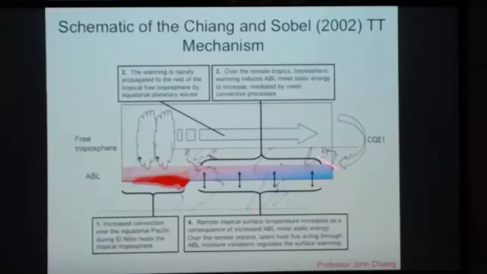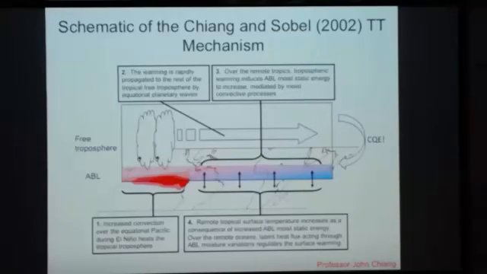What's interesting about this is that Chang and Sobel applied this mechanism, but really with the ocean in mind, okay? There's a question about whether this really works. Does the same mechanism work over the land surface? That's a question that hasn't really been addressed. And I think partly it hasn't been addressed because we're only scratching the surface in terms of how to think about convection over the land surface.